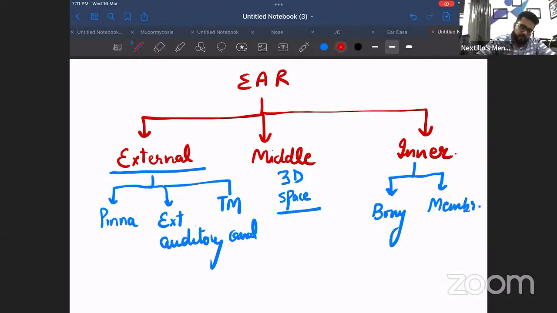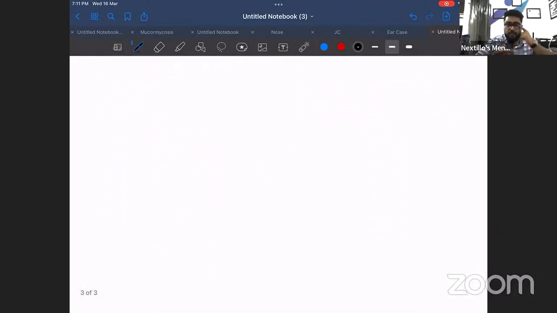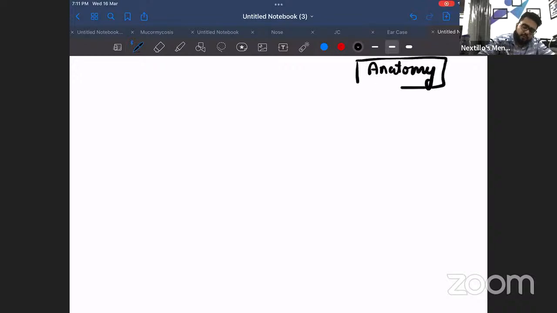So first of all, we'll be starting with the external ear. We'll try to understand the basics of the external ear so that by the time this class is over, you have some idea about the ear, its anatomy, its orientation, the external ear, and the middle ear. Okay, so let's start. Before moving to anything, I feel the most important thing in understanding anatomy is the orientation of the organ.